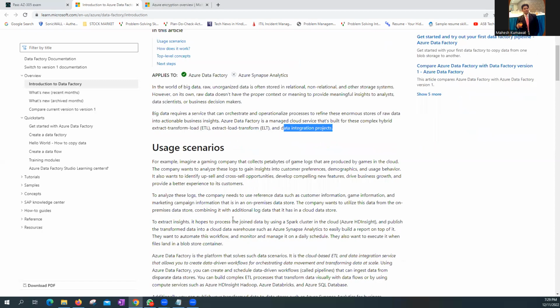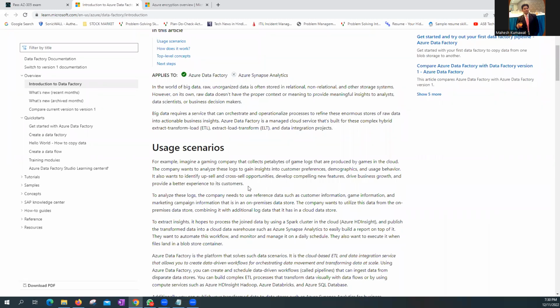So we have different use cases and usage scenarios with real-time examples. If you want to take a look, imagine a gaming company that collects petabytes of game logs produced by the games in the cloud, right? The company wants to analyze these logs and gain insights into customer preferences, demographics, and usage behavior. It also wants to identify upsell and cross-sell opportunities, develop compelling new features, drive business growth, and provide a better experience to its customers.